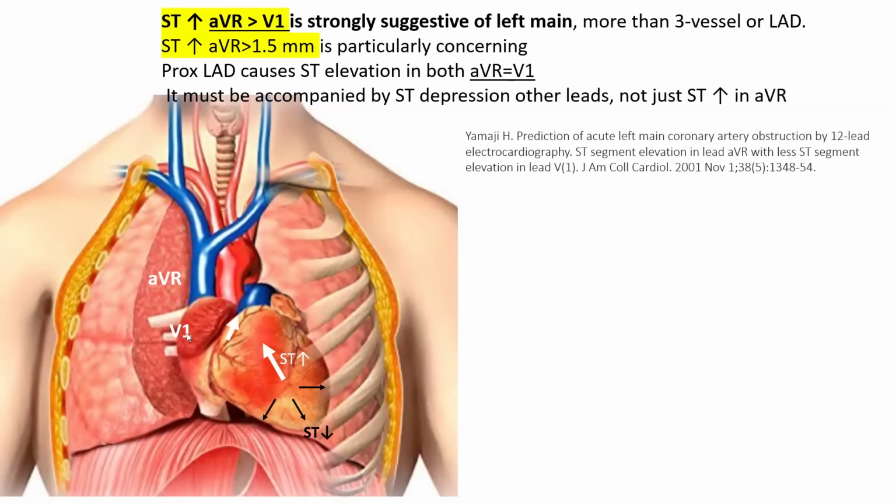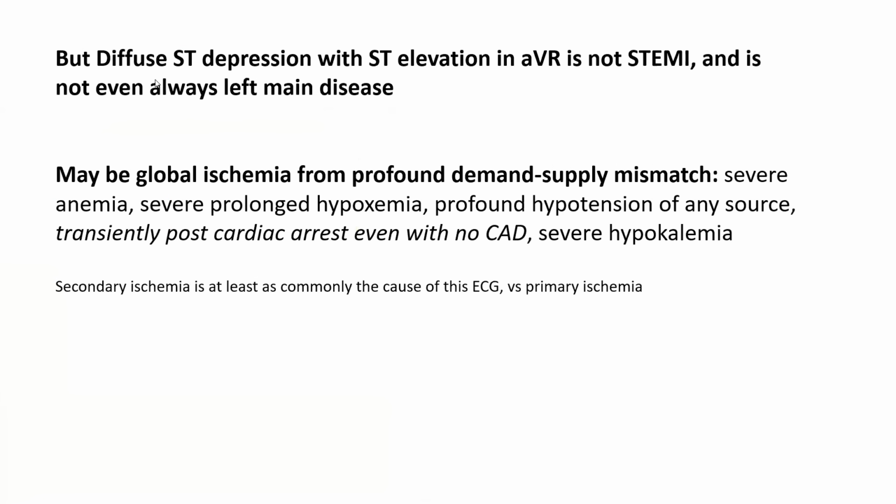If ST elevation is equal in V1 and aVR or higher in V1 than in aVR, it's usually proximal LAD or a three-vessel disease. So left main: aVR higher than V1 or higher than 1.5 millimeter. The other one, usually V1 equal or higher than aVR. But keep in mind, for any of those, you need diffuse ST depression for ST elevation in aVR and V1 to be meaningful. But importantly, that pattern is not even always non-STEMI and CAD. It may simply be global ischemia from demand-supply mismatch.